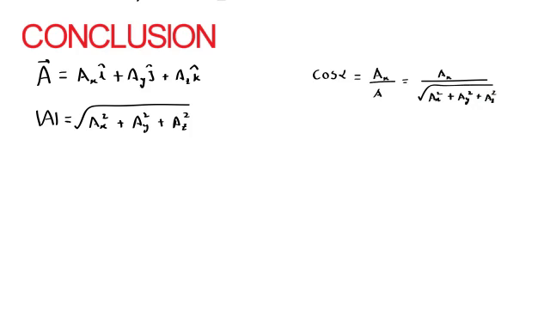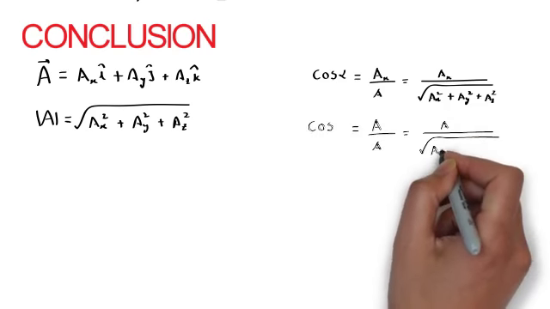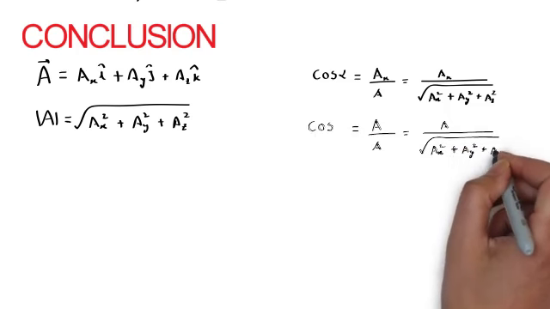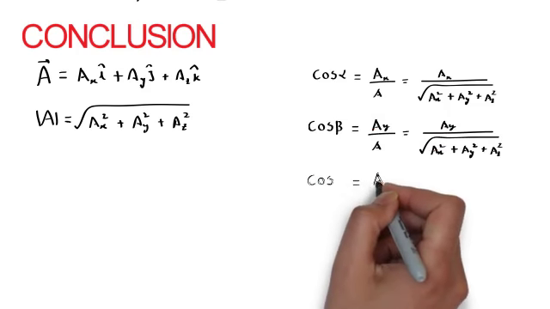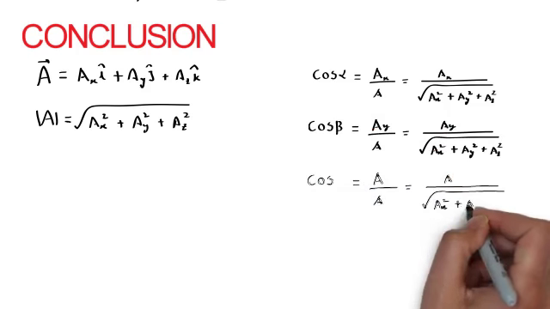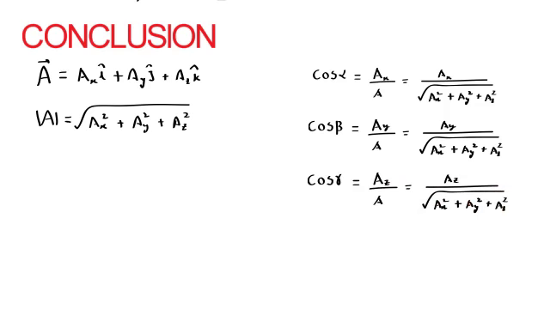Thus, if the x component of the vector is known and the modulus of the vector is known, we can find the angle the vector makes with the x-axis. Similarly, the angle the vector makes with the y-axis, beta, can be given by cos beta equal to Ay upon A, which will be equal to Ay upon under root of Ax square plus Ay square plus Az square. Similarly, we can find cos gamma to be equal to Az upon A, where Az is the z component and A is the modulus of the vector. Thus, if we know the x, y and z components of any vector, we can very easily find the angle that the vector makes with the x, y and z axis.